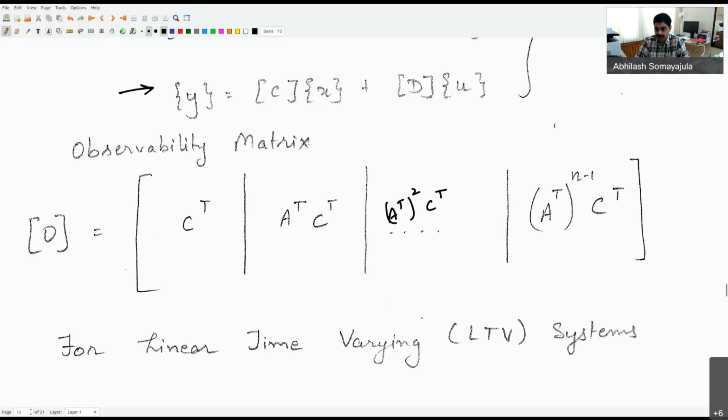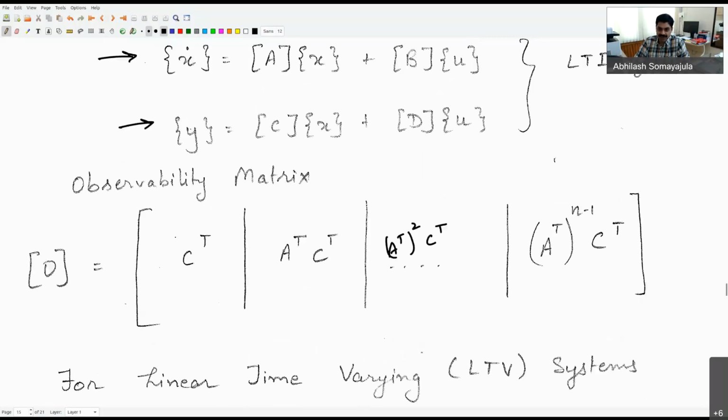If you have multiple outputs, let's say I had 2 outputs, then it will be n by 2n. The number of columns will be 2 times n in that case. Are you following me? Is everybody with me? So in general it need not be a square matrix.